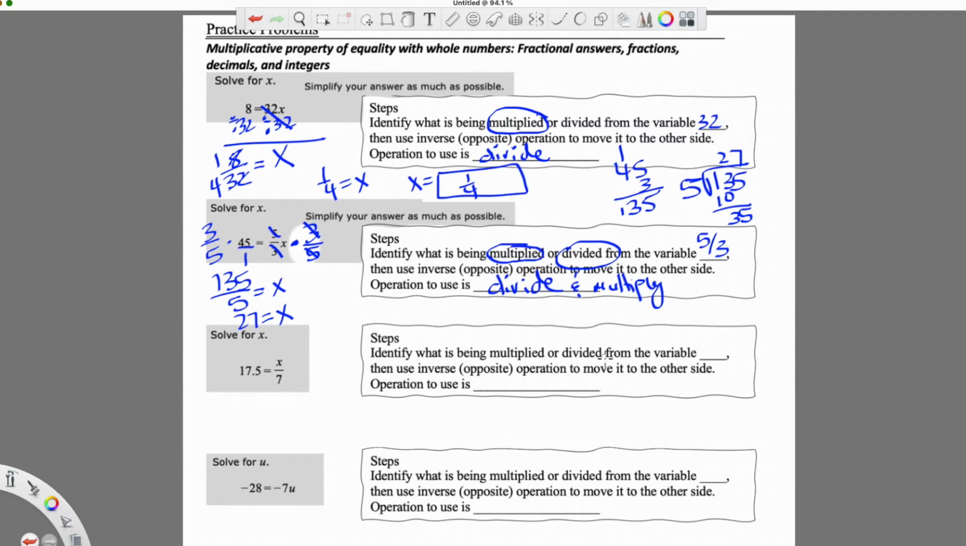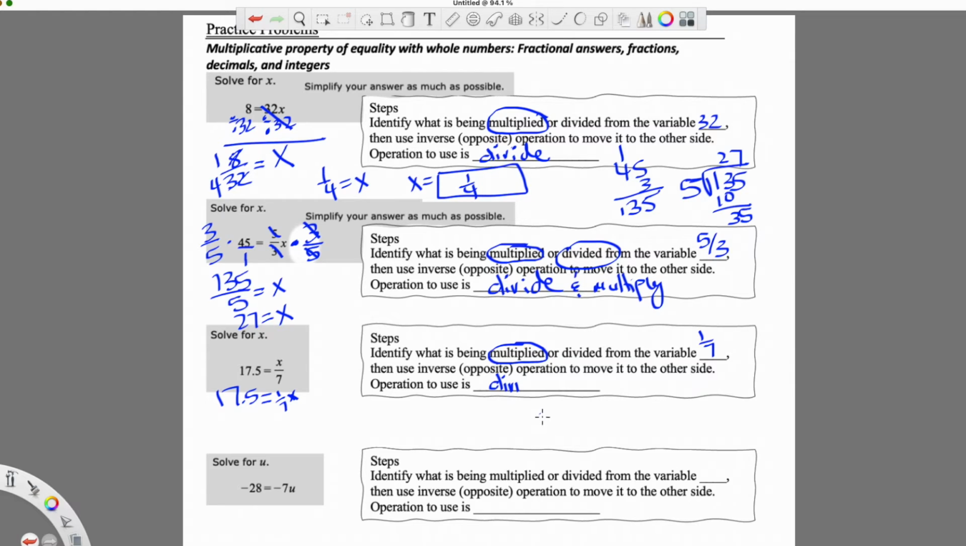All right, so now we have 17.5 equals x divided by 7. So identify what is being multiplied or divided from the variable. So this is going to sound funny, but I'm actually multiplying 1/7 by the variable. So we can rewrite this as 17.5 equals 1/7 times x, like this, because that's kind of what that means. They just combined it by putting the x on top.